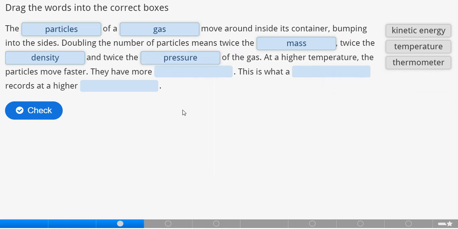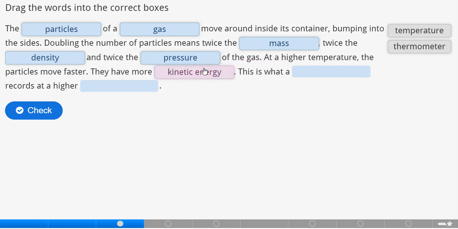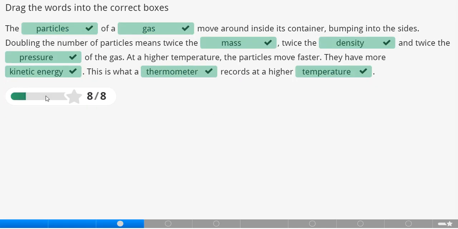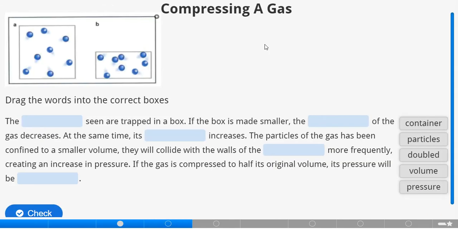At a higher temperature, the particles move faster. They have more kinetic energy. This is what a thermometer records at a higher temperature. So we check. That's correct. Now, compressing a gas. You can see that we have two major figures here, figure A and figure B.